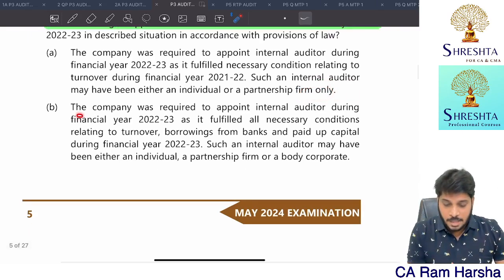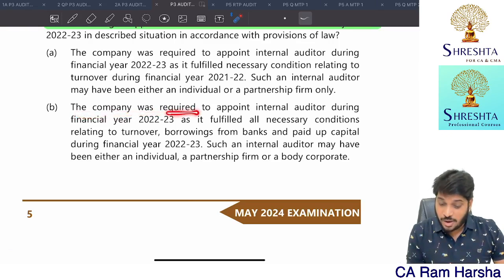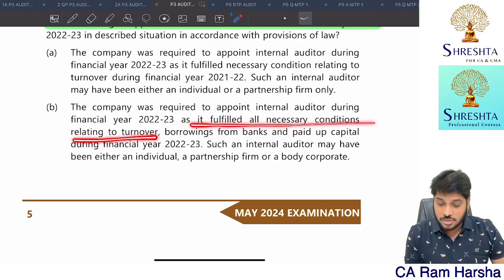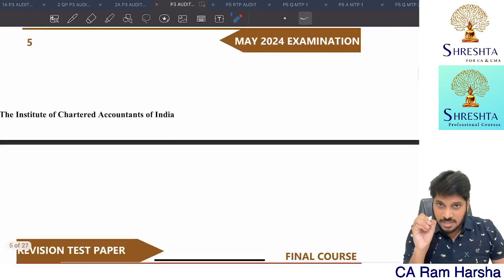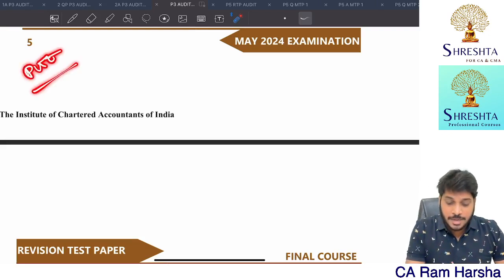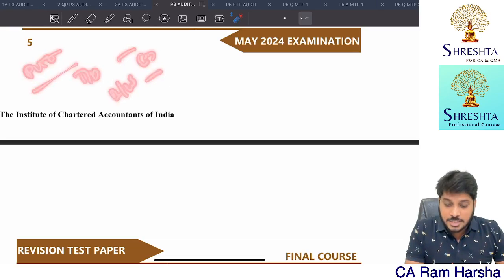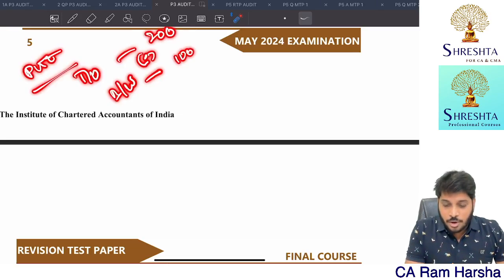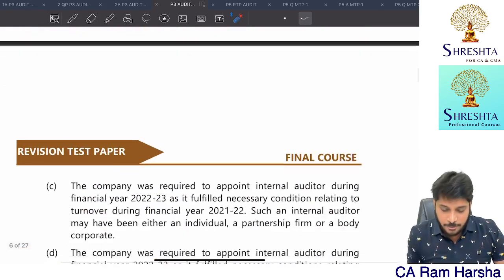The company was required to appoint an internal auditor for 22-23 as it fulfilled all the conditions of turnover, borrowings, and paid up capital during 22-23. That's wrong. If any one criterion, that too in the preceding financial year, is satisfied, it is enough. It's a private limited company, so only the turnover criteria and borrowing criteria are applicable. Turnover of 200 crore or more, or borrowing of 100 crore or more in the preceding financial year. If any one is satisfied, it is enough.